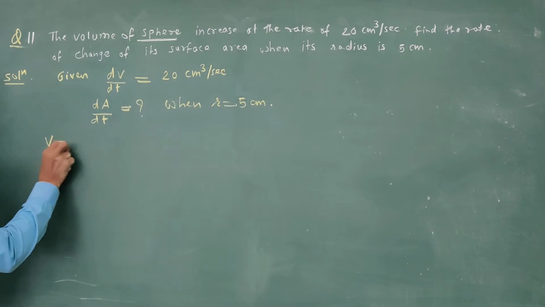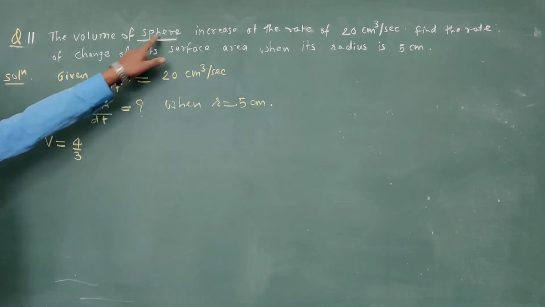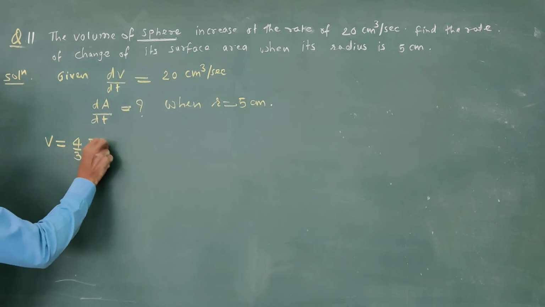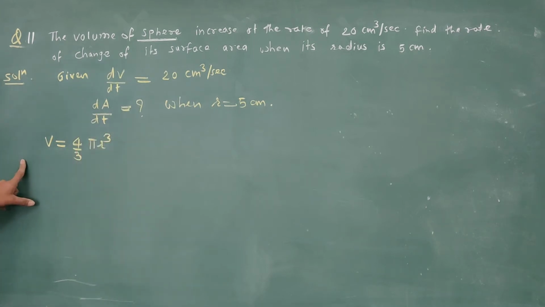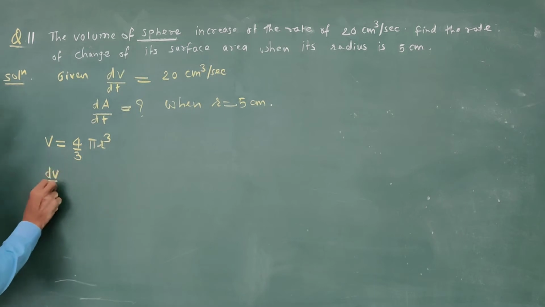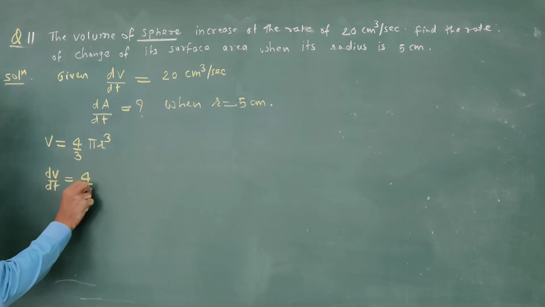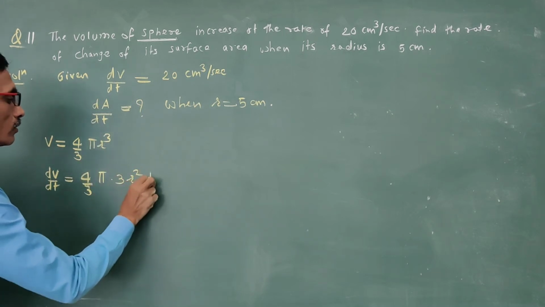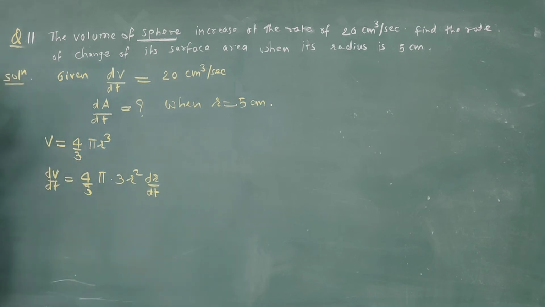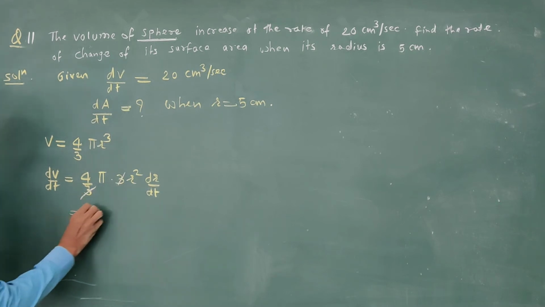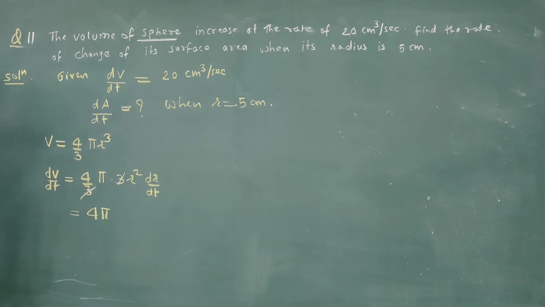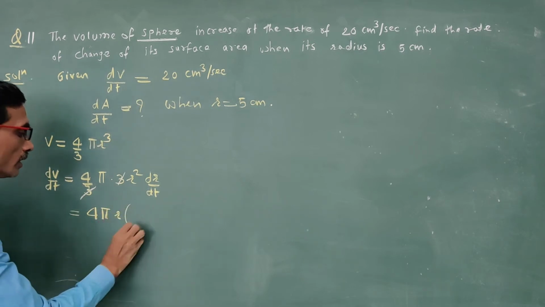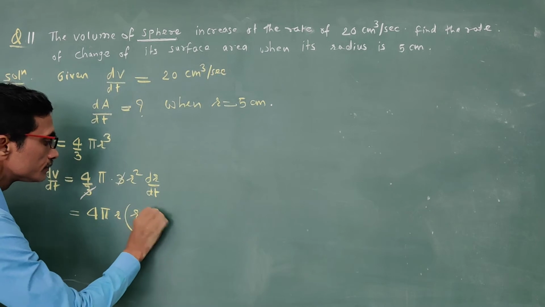So here volume is 4 by 3 pi r cube, as it is a sphere. We differentiate it with respect to t. dV by dt is equal to 4 by 3 pi into the derivative of r cube, that is 3r square into dr by dt. Now this 3 is getting cancelled over here. So it is 4 pi r square into dr by dt.